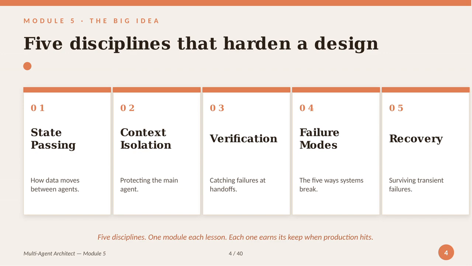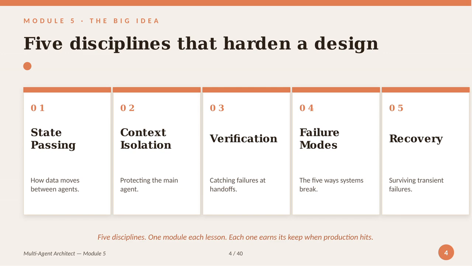Discipline 4. The 5 failure modes. Context bloat, role drift, cascading hallucination, agent loops, silent partial success. Naming them is half the work, because once you can name them, you can prevent them. Discipline 5. Recovery and retry. Idempotency, checkpointing, transient versus permanent triage, human-in-the-loop fallback. The shape that turns a fragile pipeline into a robust one.